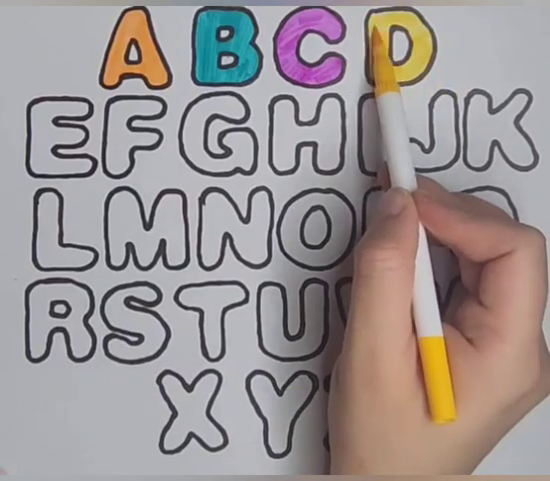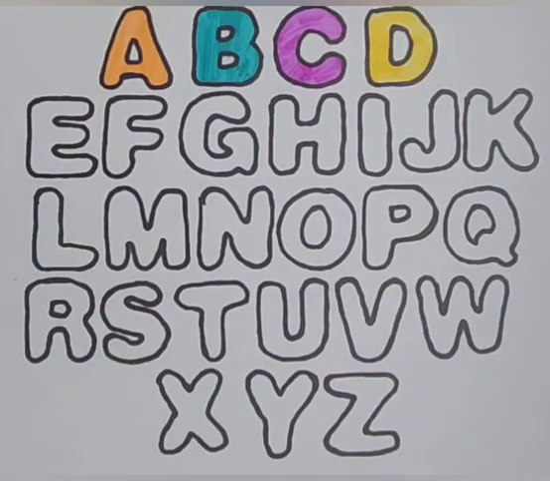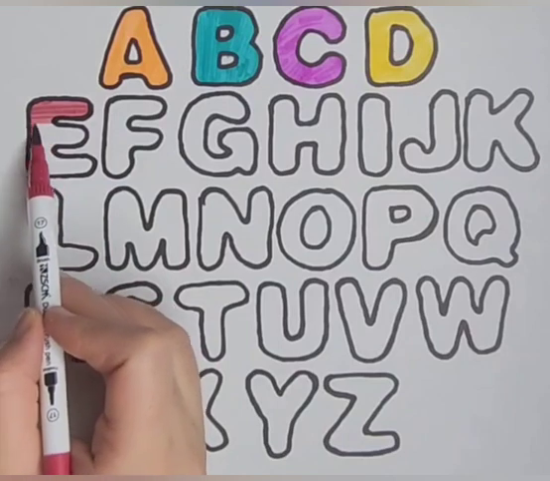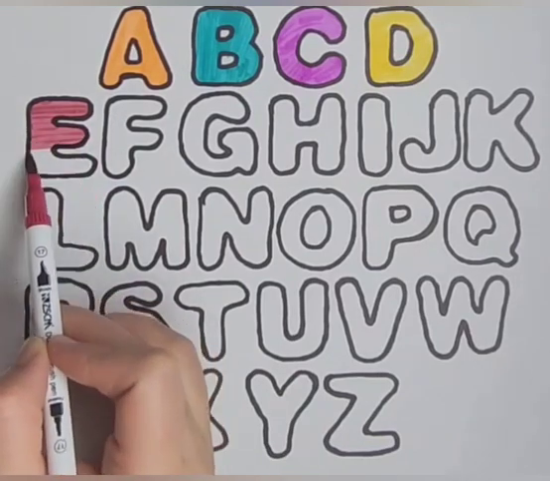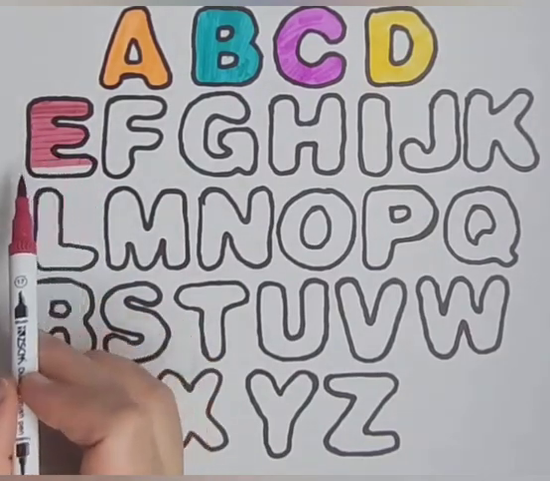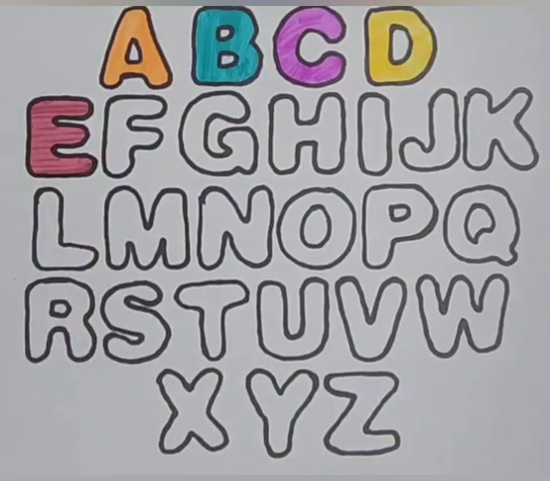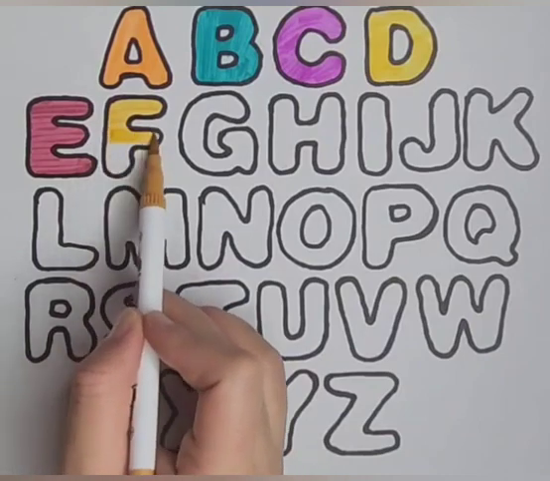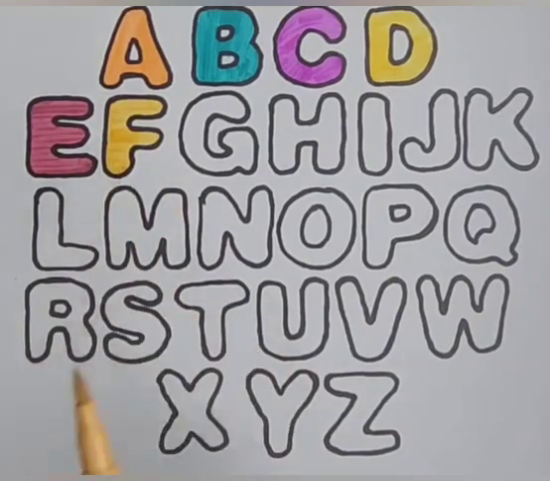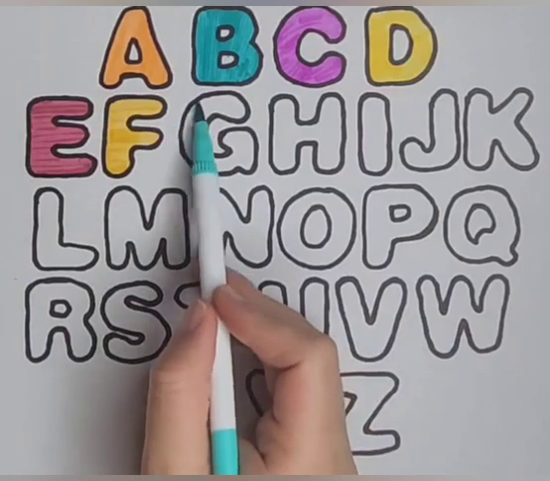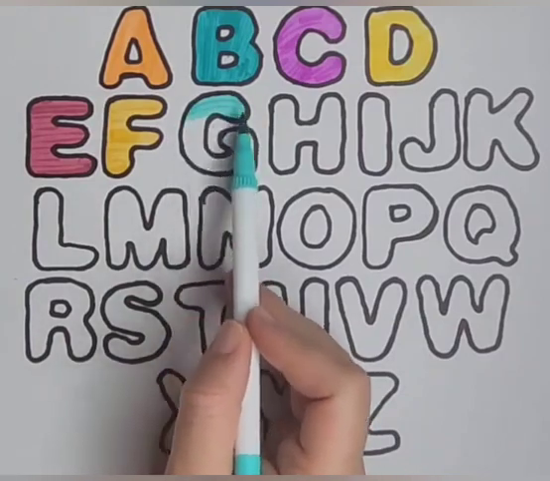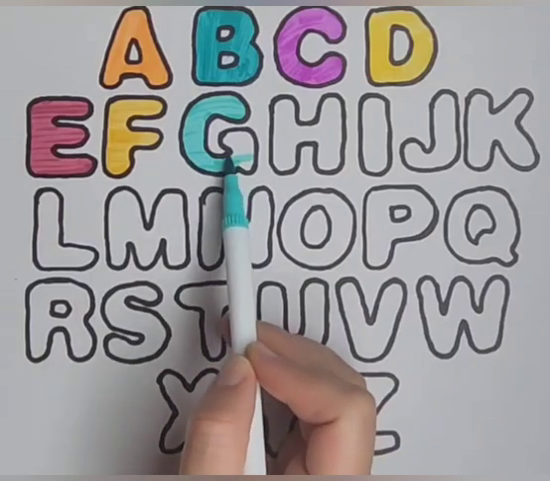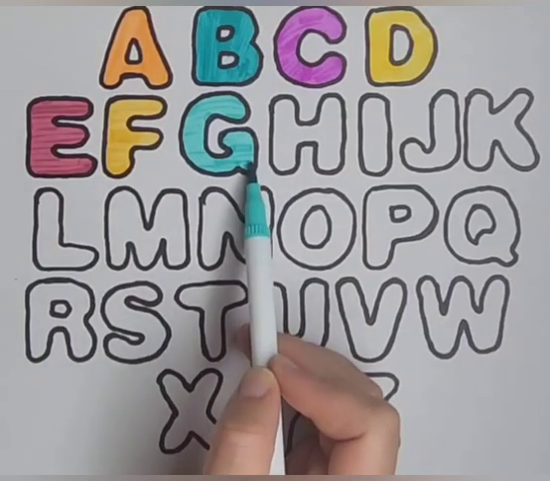Yellow D. D is for dog. Red E. E is for elephant. Orange F. F is for frog. Sky blue G. G is for goat.